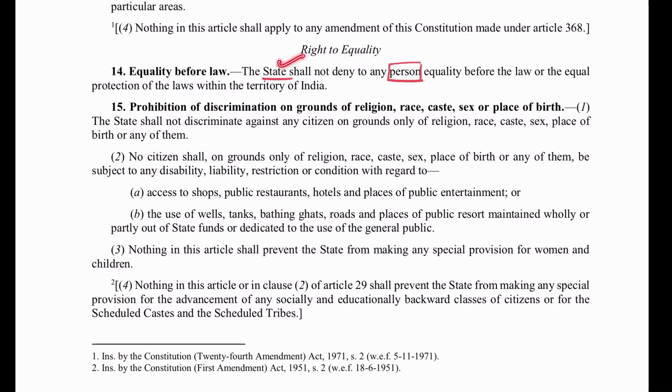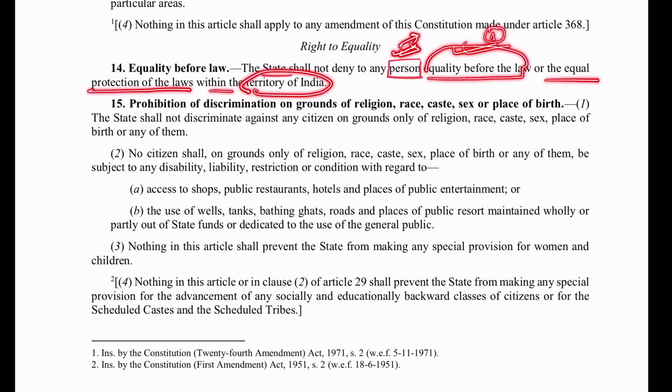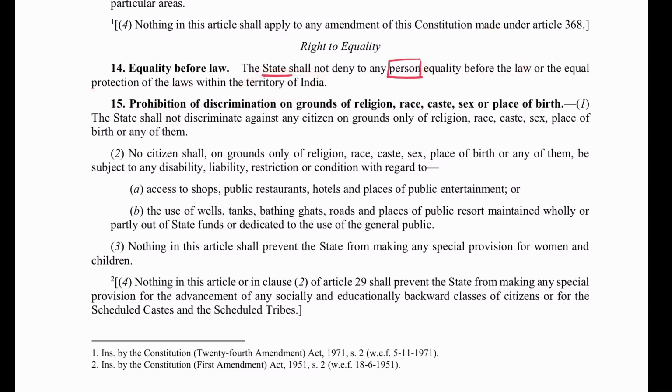Then, what should the state not deny to any person? Equality before the law. So there is one concept of equality before law, or equal protection of laws within the territory of India. So even if they are foreigners, of course not enemy aliens, but just foreigners, they will be given that treatment within the territory of India. So what are the two concepts? Equality before law and equal protection of law. What is the difference between them, and are they the same, or how do we differentiate?